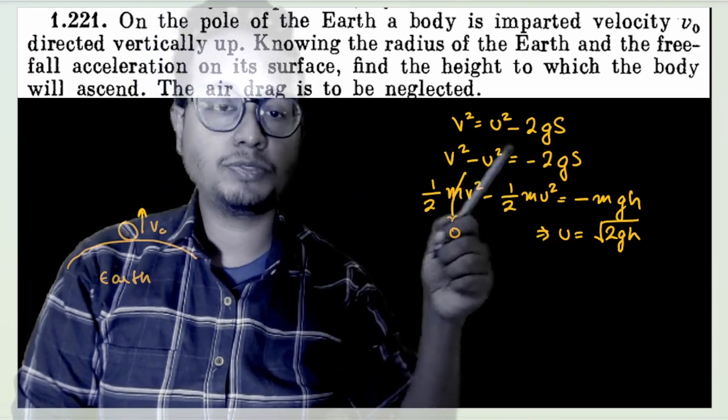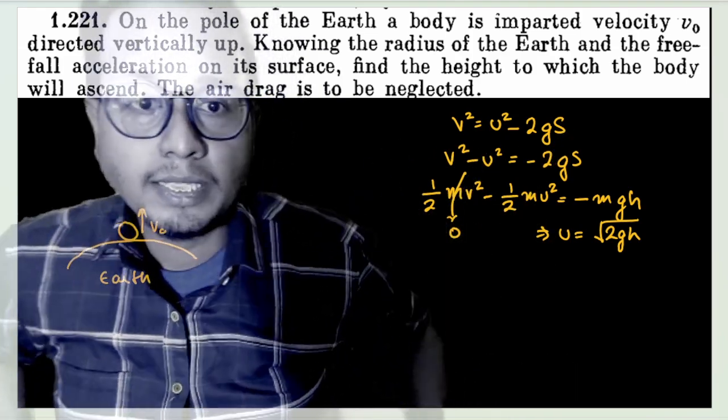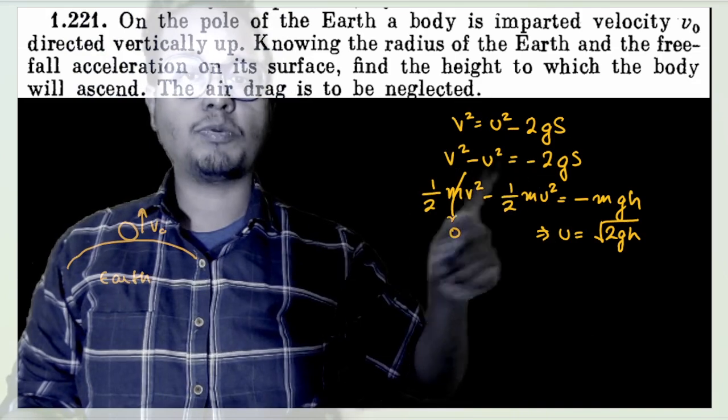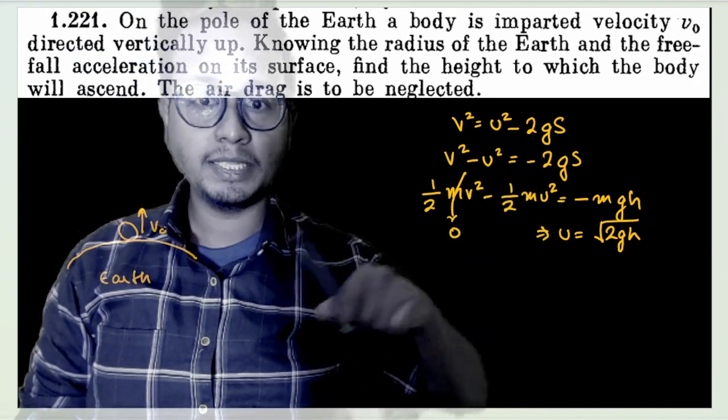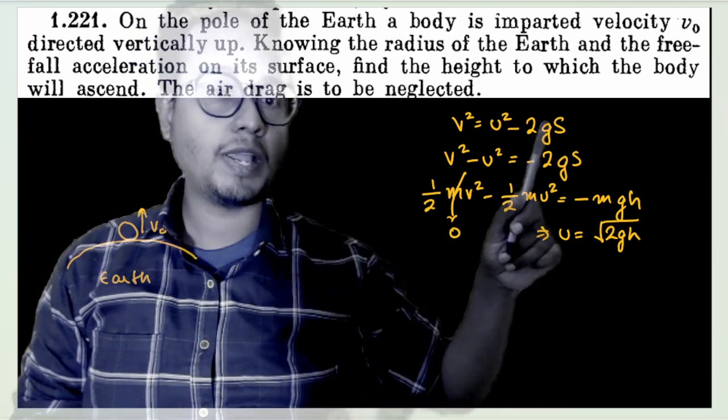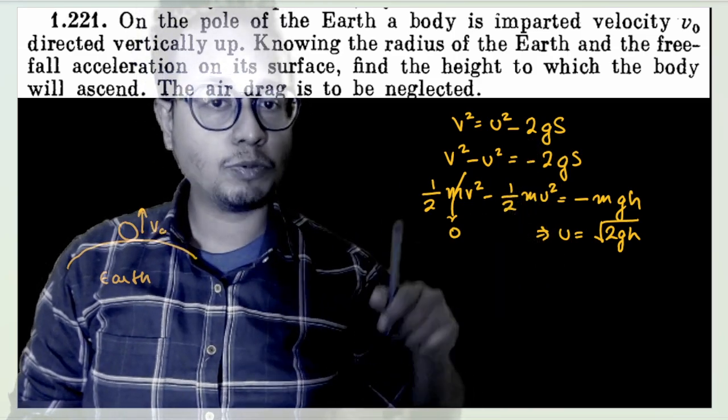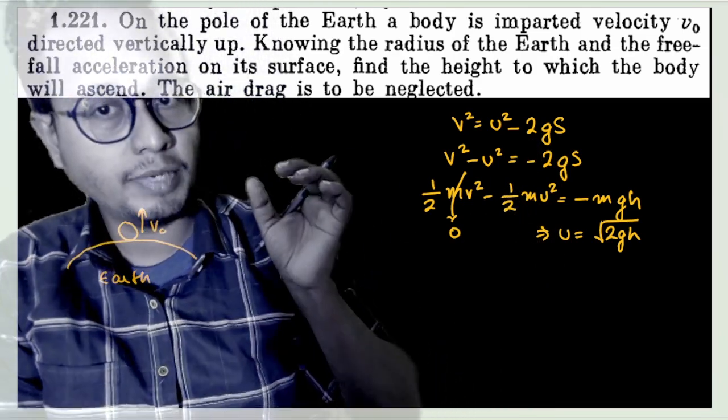See, in mechanics, whenever you apply this formula, there is an assumption that the value of g is the same. That means at whatever height you go, the value of g remains 9.81 meter per second square. But in this question, as I increase the height, the value of g will also change. So in this question also I'll apply the work energy theorem, but in a little bit different manner.